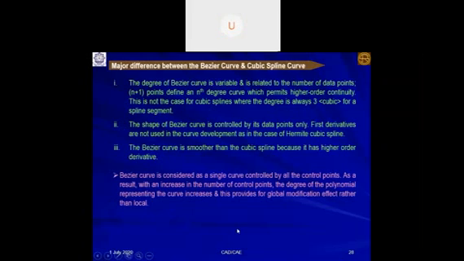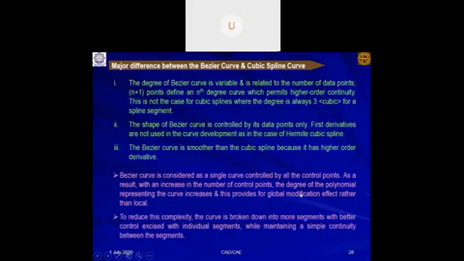Bezier curve is smoother than the cubic spline because it has a higher order derivative. But Bezier curve is a single curve controlled by all control points. As a result, with an increase in the number of control points, the degree of the polynomial representing the curve increases, and this provides for a global modification effect rather than a local one. So it has some problem, and that complexity can be reduced if you break the curve down into a number of segments, so you can control it locally.